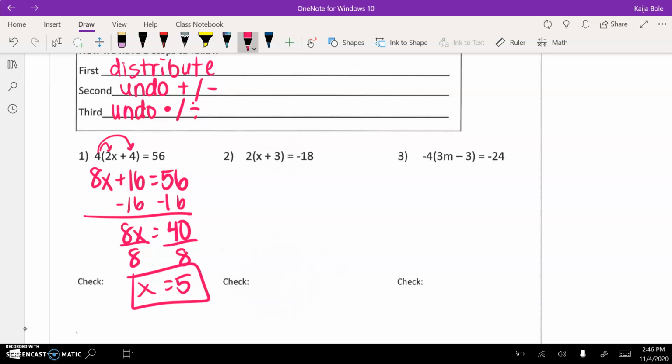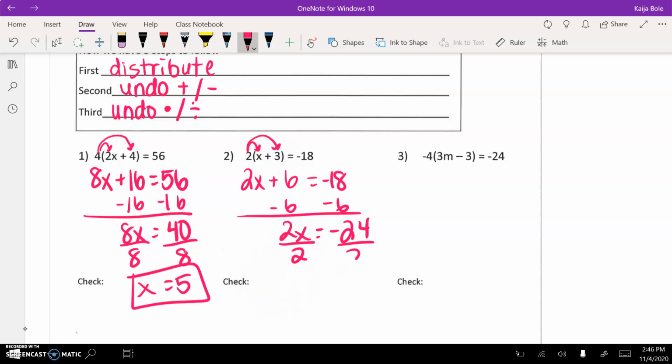Number 2 here, I'm going to distribute a 2. So 2 times x would be 2x, plus 2 times 3 is 6, equals negative 18. So I would subtract 6 on both sides. So I'd get 2x equals negative 18 minus 6 would be negative 24. Divide both sides by 2. So I get x equals negative 12.